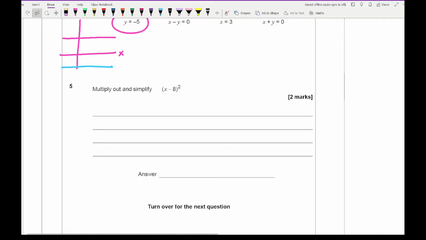Then for question 5, it says multiply out and simplify. Now with this question, always make sure that you recognize that this is a double bracket. And once you've established this double bracket, we then expand the brackets, which gives us something like this, and not 16, it gives us 64. And gives us the final answer of x squared minus 16x plus 64.